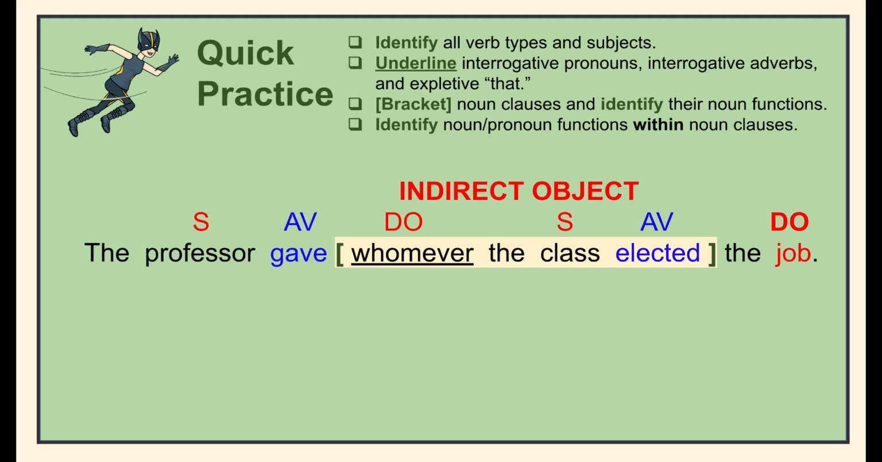Because the first verb gave is an action verb, I know to look for a direct object. The professor gave who or what? The professor gave the job, which is the direct object. Because I have a direct object, I know to look for an indirect object. Who or what received the job? Whomever the class elected received the job, so I know that this is a noun clause acting as an indirect object. Remember, indirect objects will always come between an action verb and a direct object.